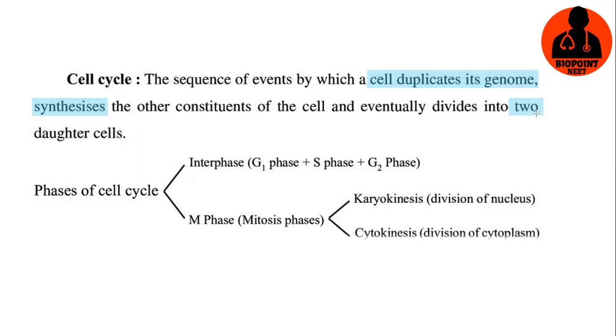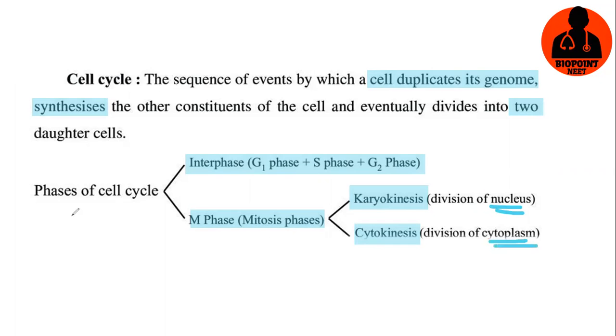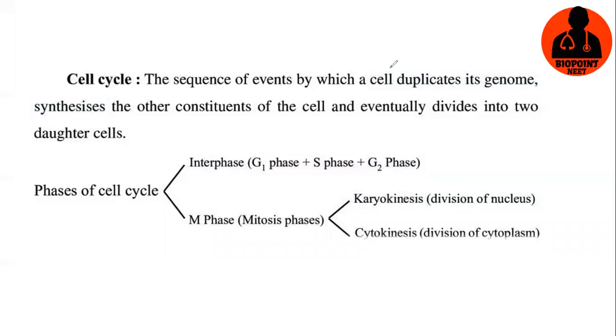The cell cycle consists of two phases. That is an interphase consisting of a G1 phase, S phase, and G2 phase, and an M phase or a mitotic phase that consists of karyokinesis and cytokinesis. So guys, what is this karyokinesis and cytokinesis? Karyokinesis refers to the division of the nucleus and cytokinesis refers to the division of the cytoplasm. So this is all about the introduction for cell cycle and cell division. Is that clear, guys?